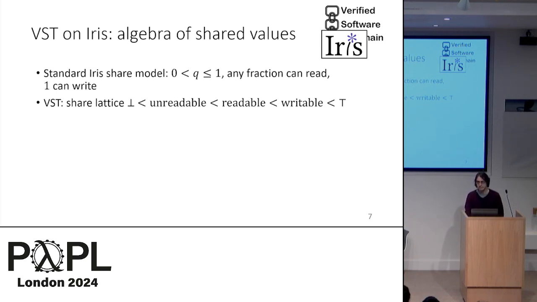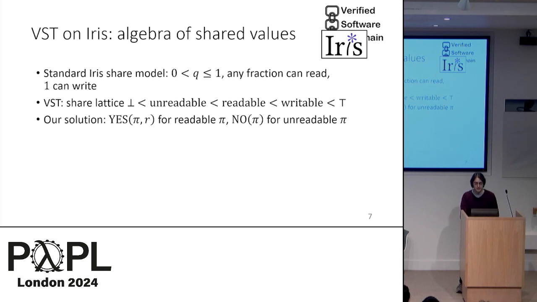So the first thing that we needed to do was make a resource algebra in Iris that reflects this sort of distinction. In particular, we came up with what we called the algebra of shared values, which has two basic kinds of elements. A yes element, which can only contain a readable share and has some kind of value in it, and a no element, which can only have an unreadable share and doesn't mention the value at all. So if you own a no element, you know that there is a resource there. You even have partial ownership of it, so other people can't get rid of it, but you can't know what the value of that element actually is.